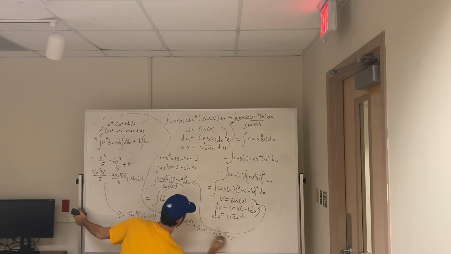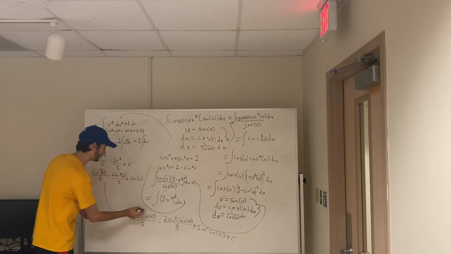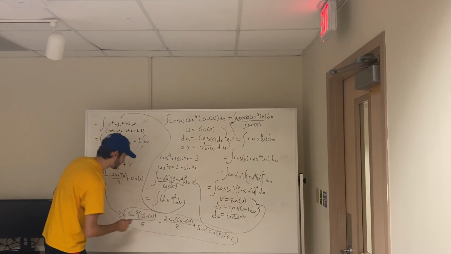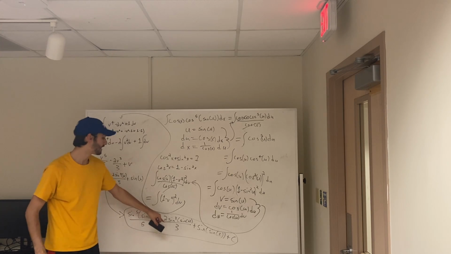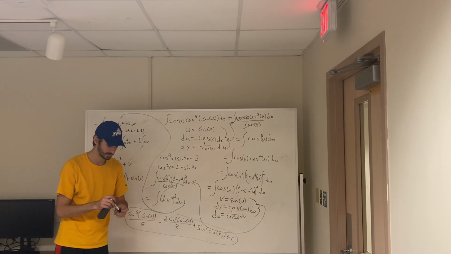And we can't forget that constant at the end because it's an indefinite integral. So that's going to give us a final answer of sine to the power of 5 of sine x over 5 minus 2 sine to the power of 3 of sine x over 3 plus sine x plus c.